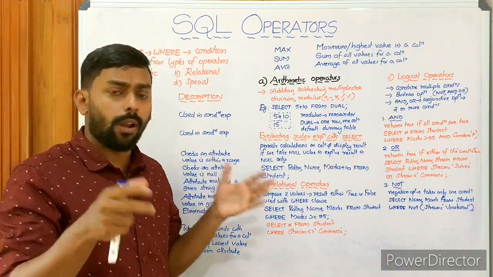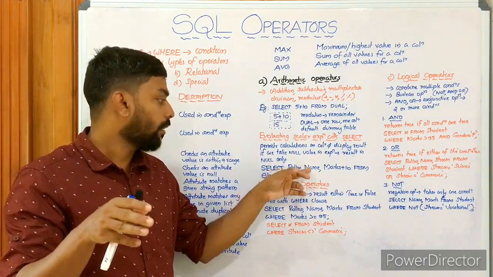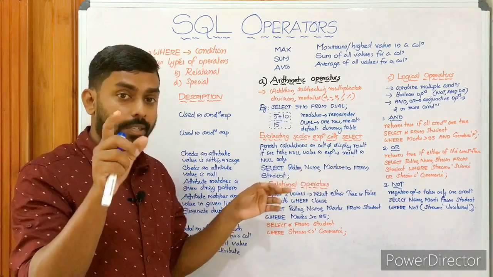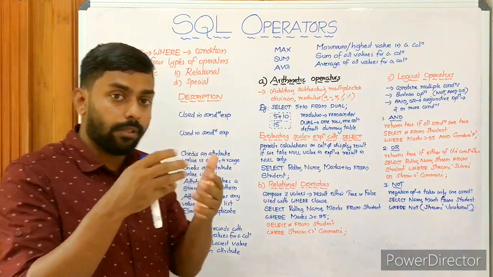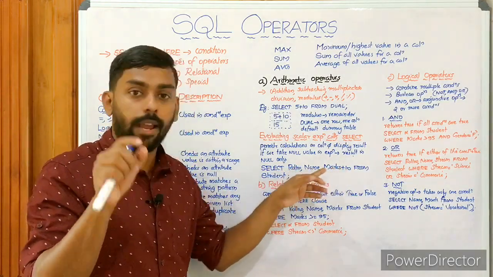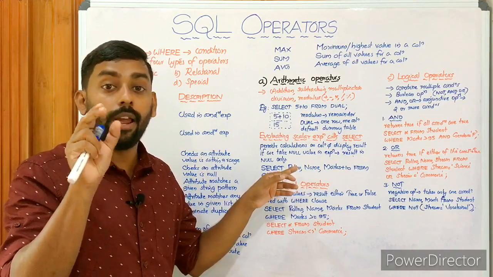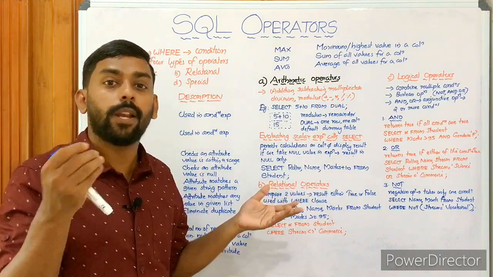From student, how does it work? Roll number will be printed, name will be printed, and marks plus 10. For example, we have 30 students. Roll number 1, name Arun, marks plus 10. At present Arun has 90 marks, so it will be displayed as 100.